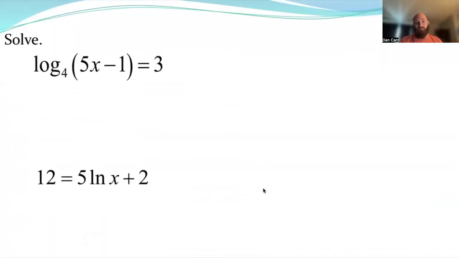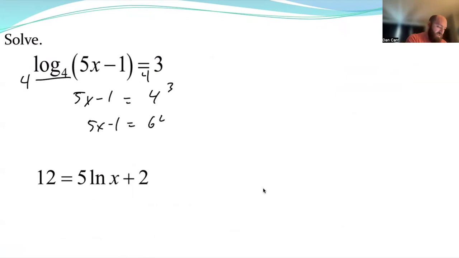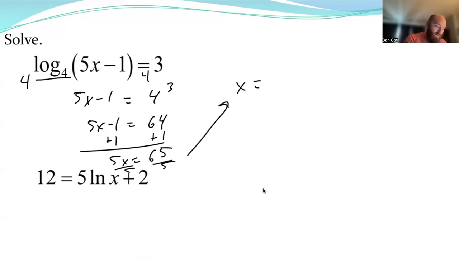Some more logarithms. In this case, we're going to go ahead and just do the base 4. We're going to rewrite it using our base 4. So the idea here is that if I have log base 4, I'm going to undo that with the base 4 like that. So that means 5x minus 1 is equal to 4 to the third power. So 5x minus 1 is equal to 64. Add 1 to both sides. 5x equals 65. And then I divide by 5, and I get x is equal to 13.